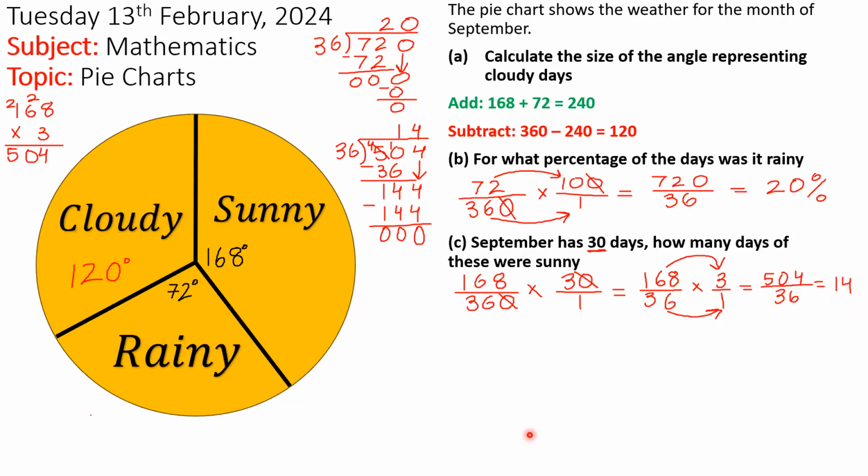All right, good. Do we understand how we got 14? Do you understand how we got 14? Yes, sir. Anyone else understand how we got 14? Yes, sir.